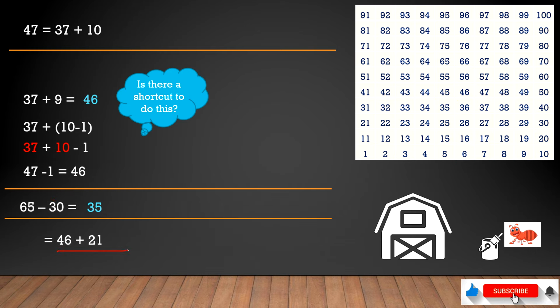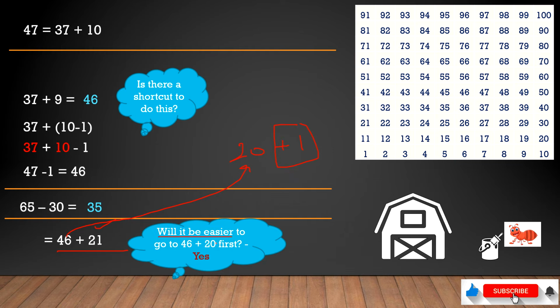Next example, 46 plus 21. Again 21 you can write it like 20 plus 1. So what we can do, we can add 46 and 20 first, then we'll add 1 later, right? And here is also given this question, will it be easier to go to 46 plus 20 first? So here is 46 and we want to add 21. First we'll add 20, so 10, 20 and 21. That's how we can add. We will get 67. Hope this is easier. Let's move to the next question.